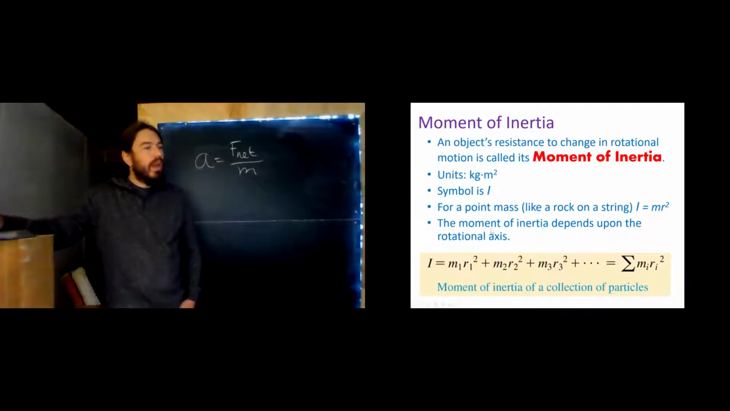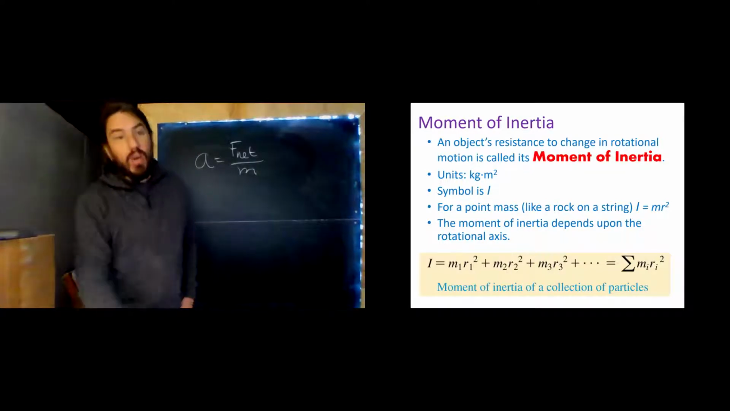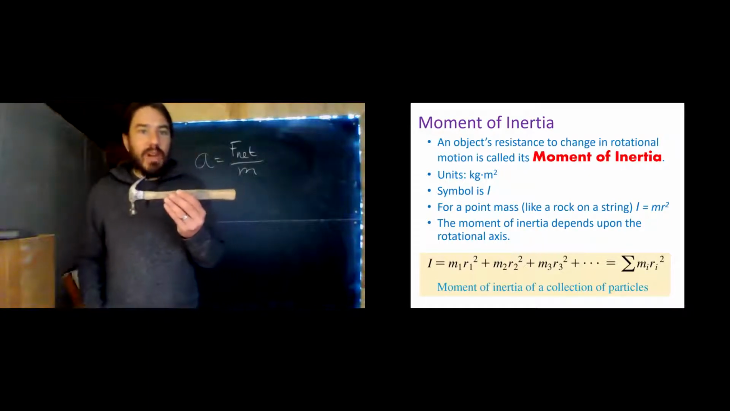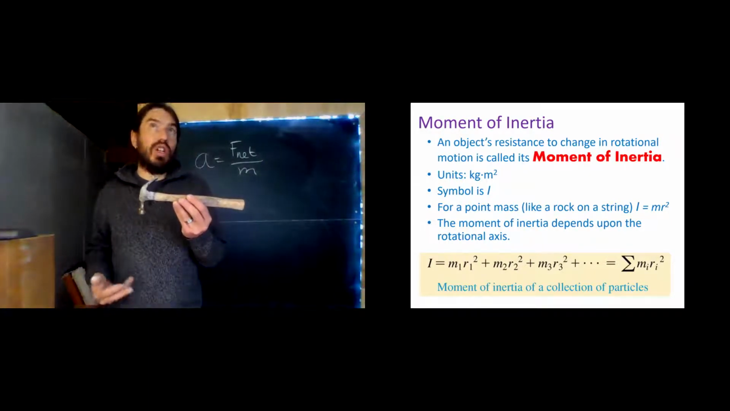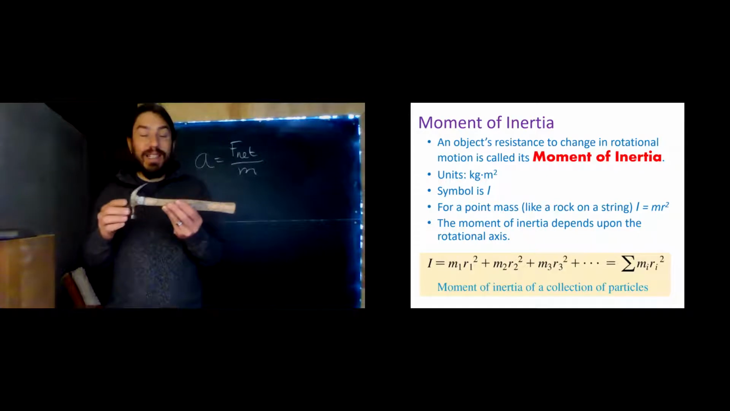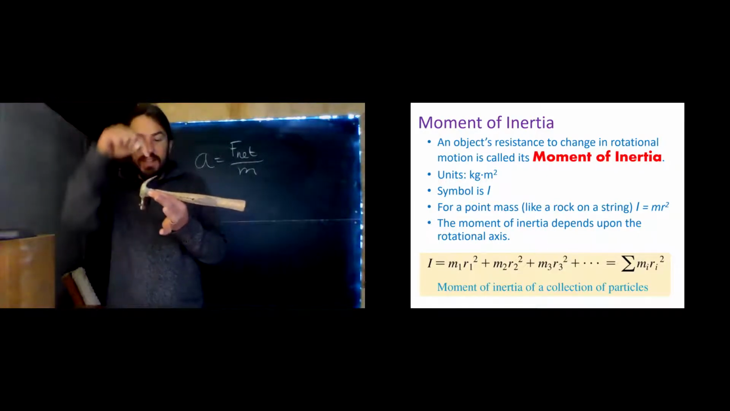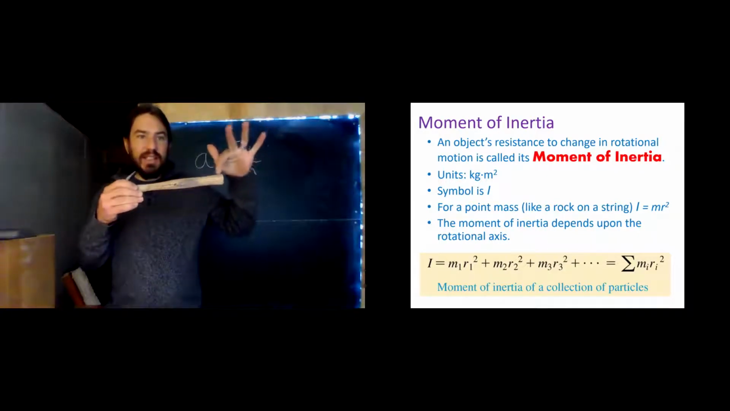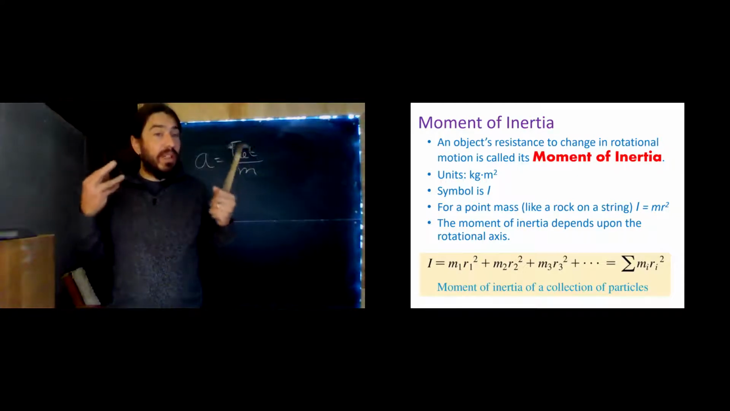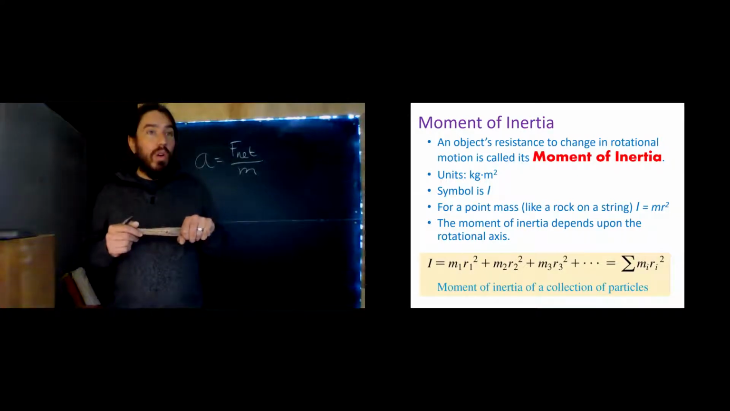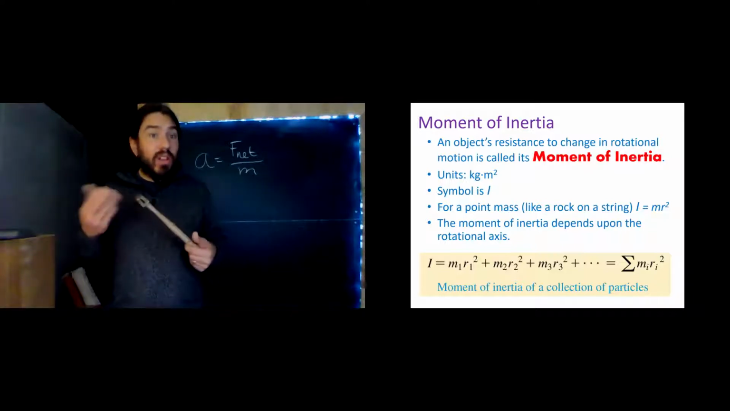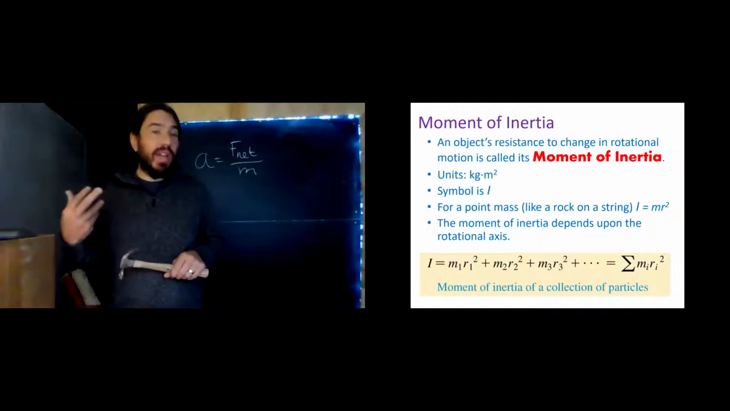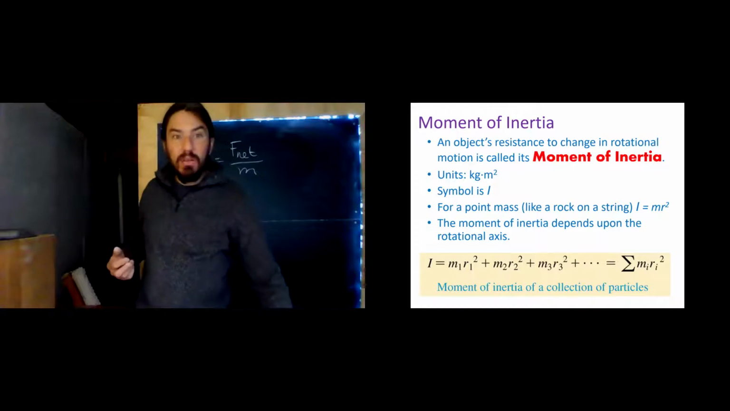I wish it was. So the moment of inertia depends on the rotational axis. Again, with the exact same object, I might get a different rotational moment of inertia. I might get a different moment of inertia about an axis right here versus an axis right here. So again, it really depends on the geometry of the situation, right? Where the pivot point is, where the mass is located relative to that pivot point.